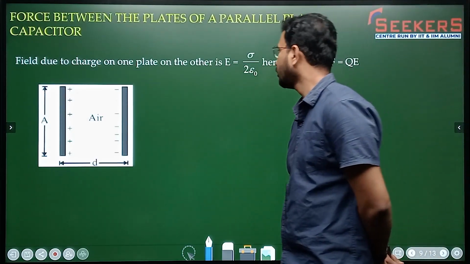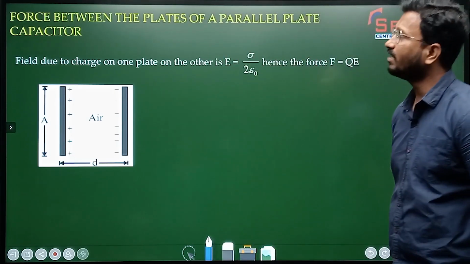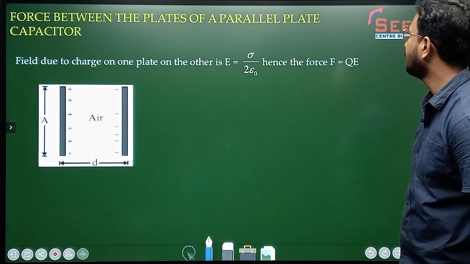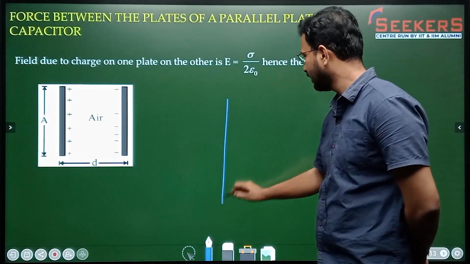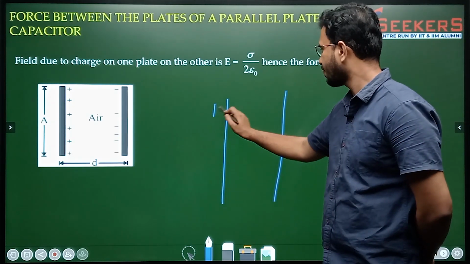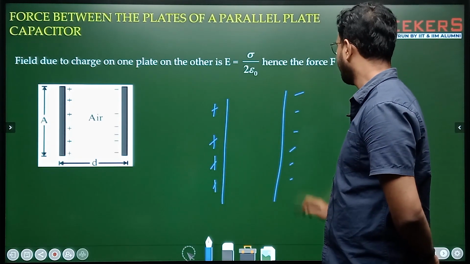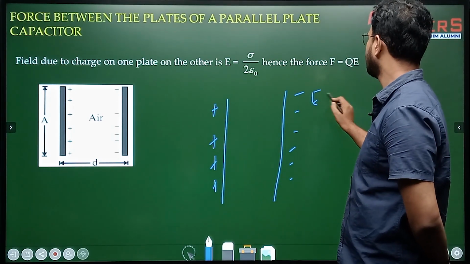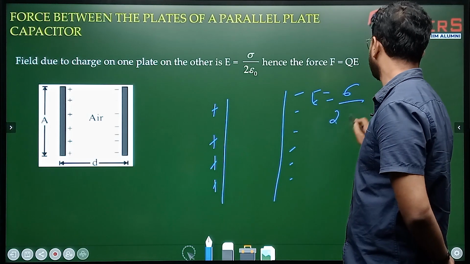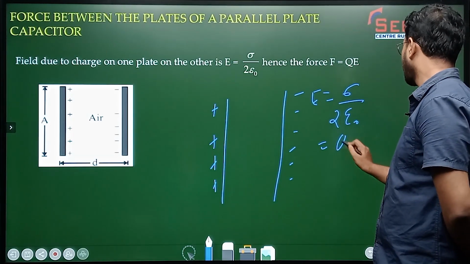The field due to the charge on one plate at the other is sigma by 2 epsilon naught, hence the force is QE. So now we have to find the force between the plates of a parallel plate capacitor. Of course, there will be some force between the plates because one of them has positive charge and the other has negative charge. Just now we calculated the electric field, sigma by 2 epsilon naught. Sigma is the surface charge density. We can also write it as Q by area.